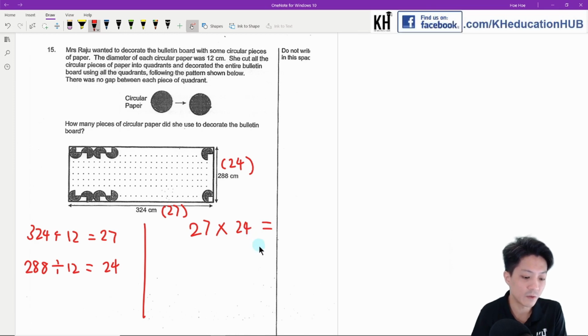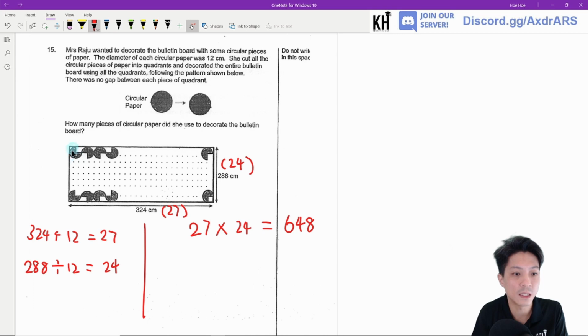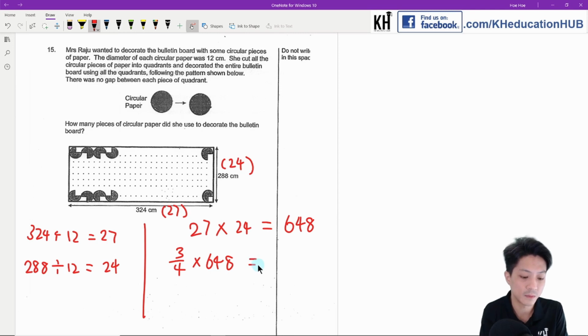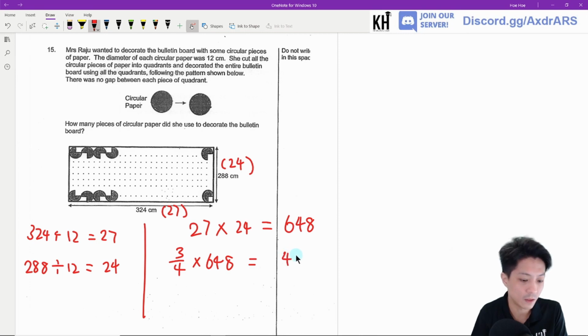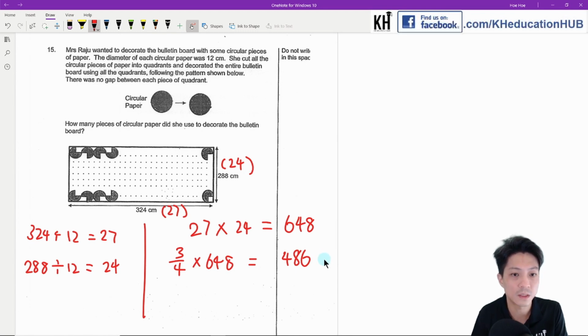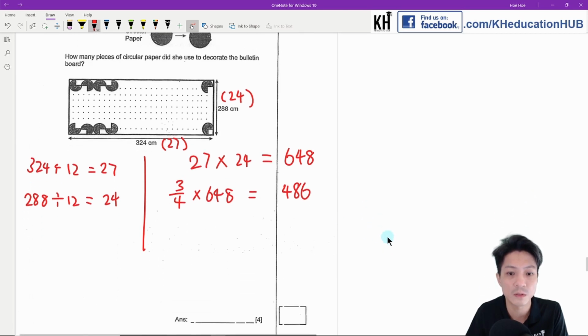Okay, 27 times 24 is 648 complete circles. But if you notice, the design of each item is a 3/4 circle. So I'm going to use 3/4 times 648. It's going to give me 486. So that's the total pieces of circular paper that she used to decorate the bulletin board.